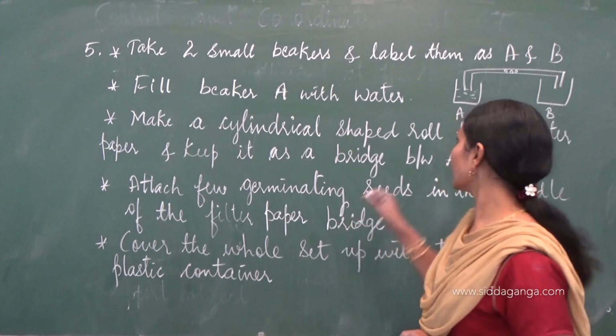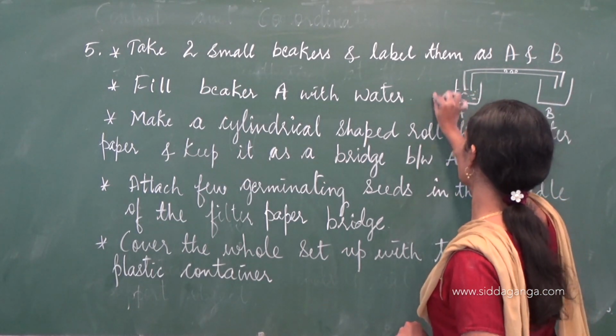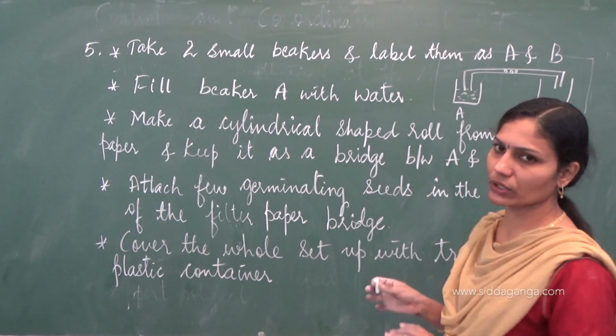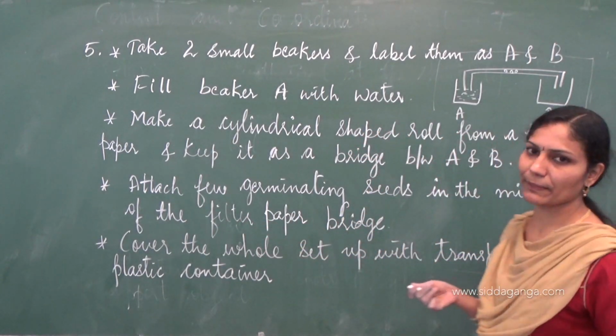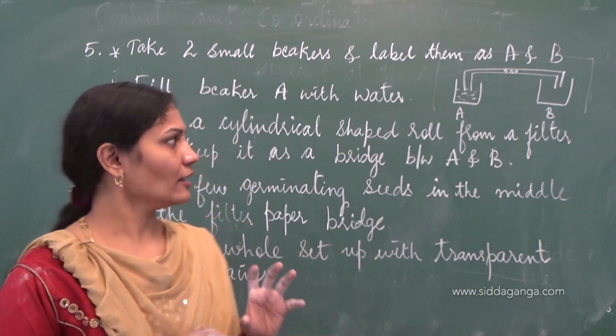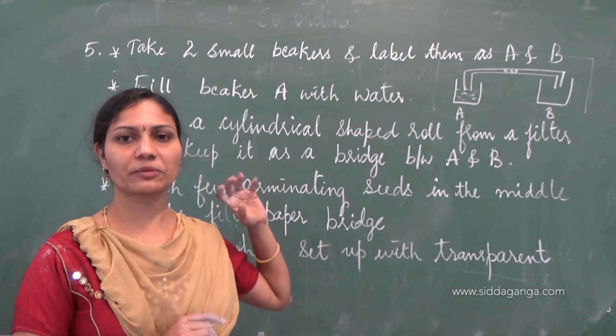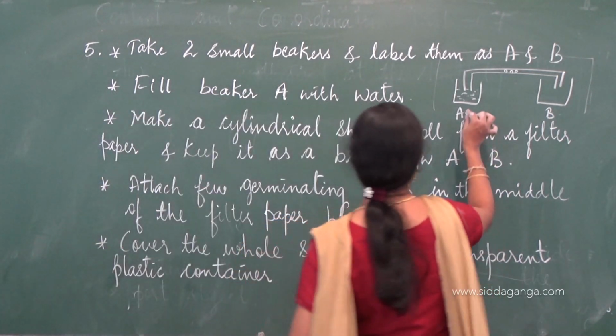And what happens is, we need to cover the entire setup with the plastic so that the water in beaker A does not escape. To prevent escape of water, or to retain moisture, we are covering the whole setup with a transparent plastic container. What happens in 2 to 3 days when the seeds start germinating? The roots tend to bend towards A.